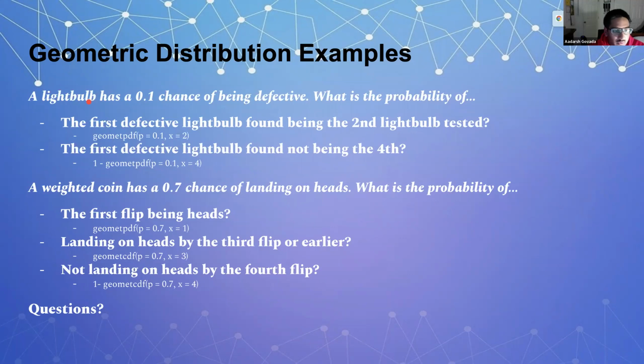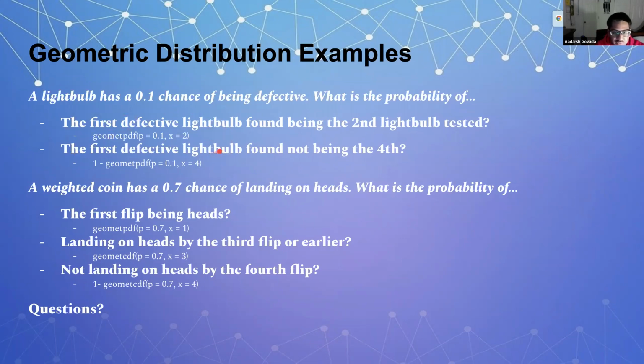So now we're back to this first example. The first defective light bulb, right? What's the chance that the first defective light bulb is the second light bulb tested? So p here would be 0.1 because that's the chance of success. And then the second light bulb tested, so X equals 2. So I'm going to hit second vars, then E, then put 0.1 in the p spot and 2 in the X value spot, and then hit paste. The answer is 0.09, in case anyone was curious.